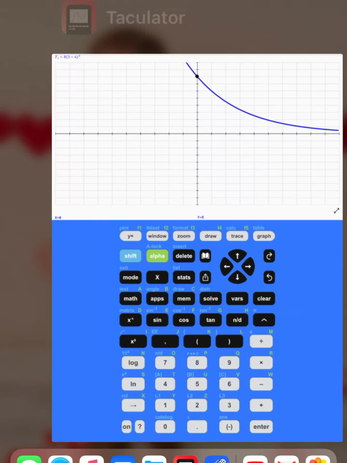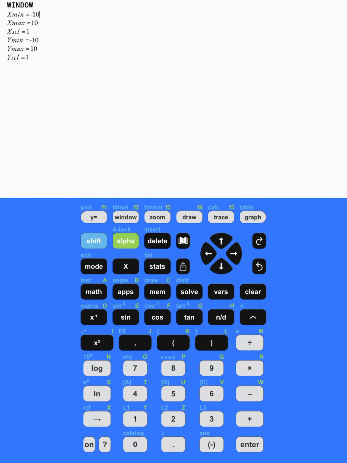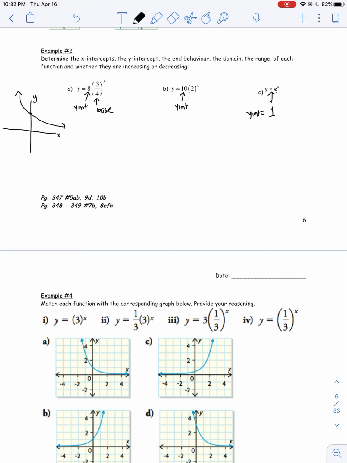Now I'm going to go back to the graphing calculator just to show you something. Now if I try to extend this graph by changing the x max to be 100 and graph it, you're going to notice that if I keep going to the right, the value is never going to become negative. The reason being is that the graph should never cross the x-axis when it's exponential for you guys. So what you'll notice is that there are no x-intercepts for any of them.